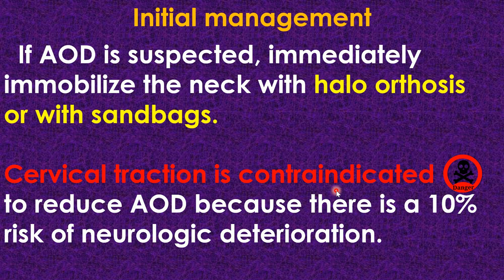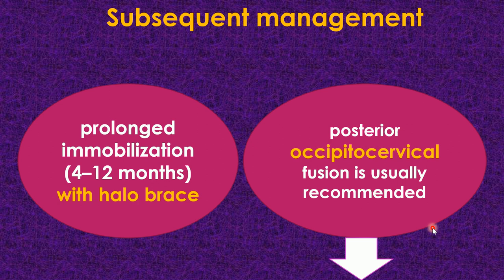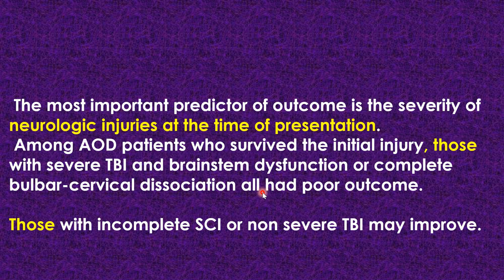For treatment, the initial management should be directed to stabilization by halo orthosis or sandbags. Cervical traction is contraindicated, specifically in type 2, because it worsens the clinical condition. It can cause deterioration in 10% of cases. Subsequent management is either prolonged immobilization for 4 to 12 months with a halo brace, which is horrible actually, or the surgical solution of posterior occipitocervical fusion, which is usually recommended. The outcome depends on the clinical presentation and neurological deficit at presentation.